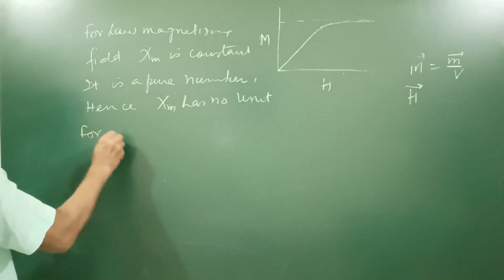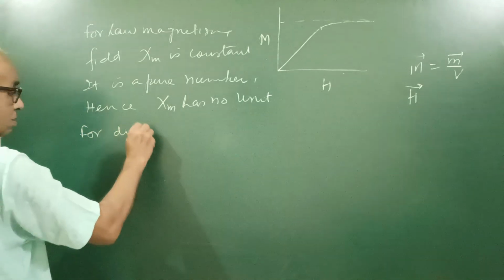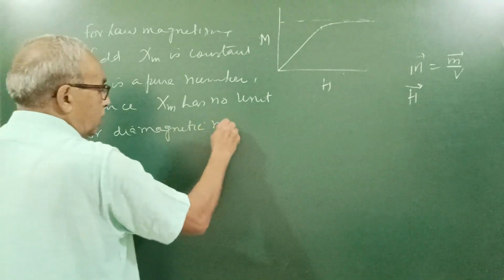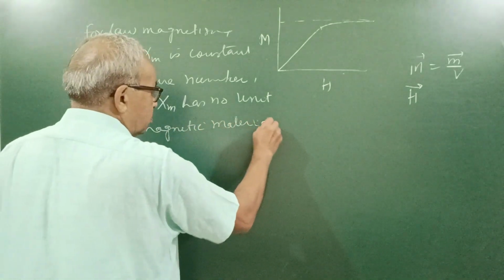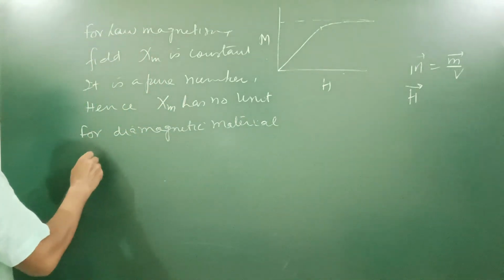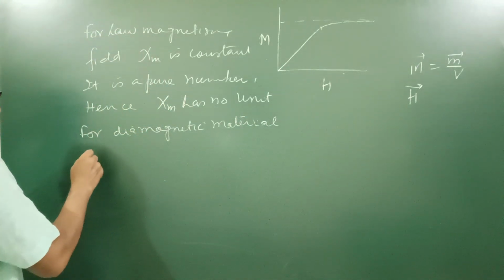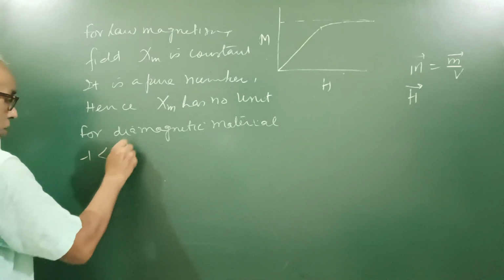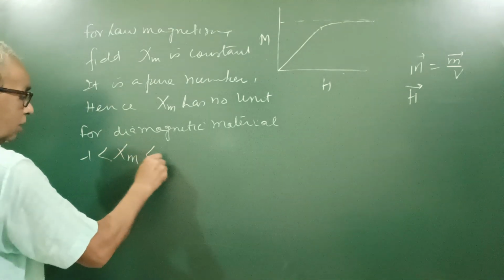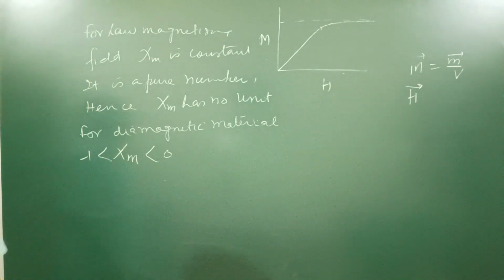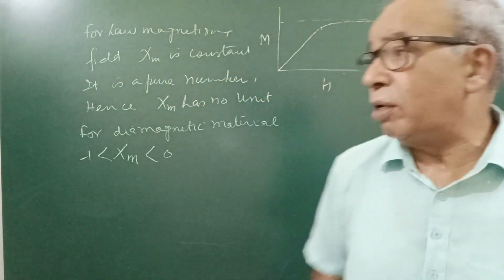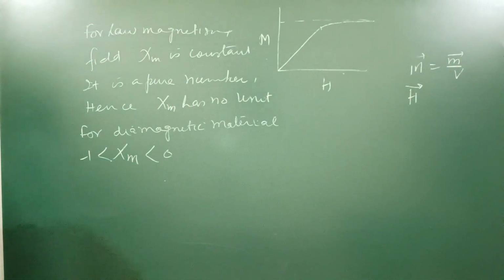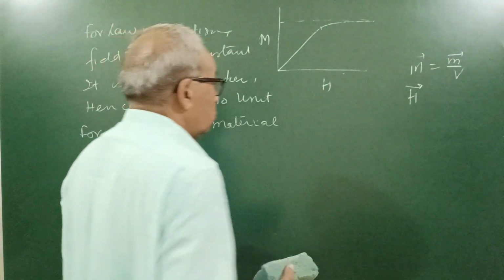For diamagnetic materials, which are slightly different, they magnetize in the opposite direction. For diamagnetic materials, chi m is less than 0, that is, chi m is negative and lies between 0 and -1. For para and ferro, it is positive.